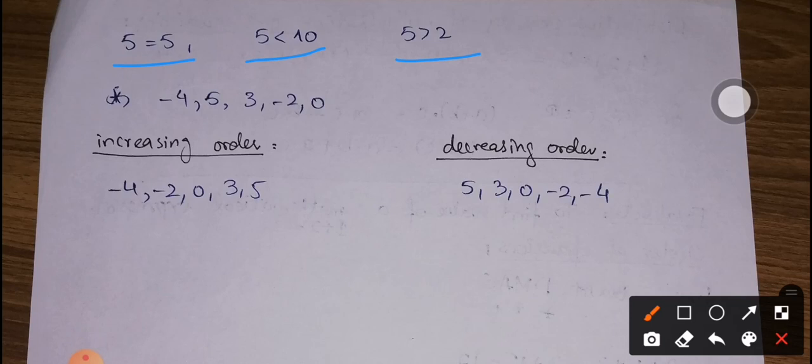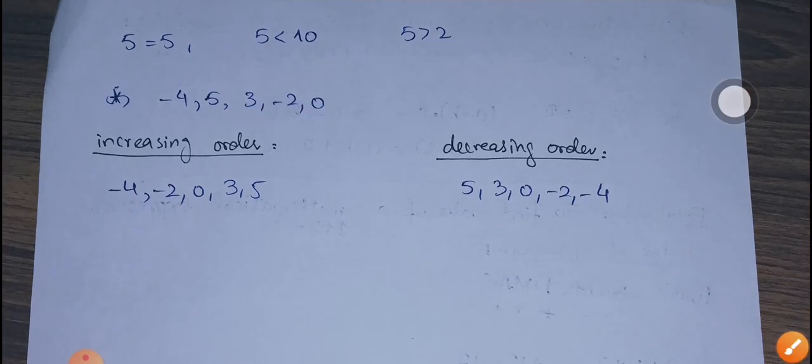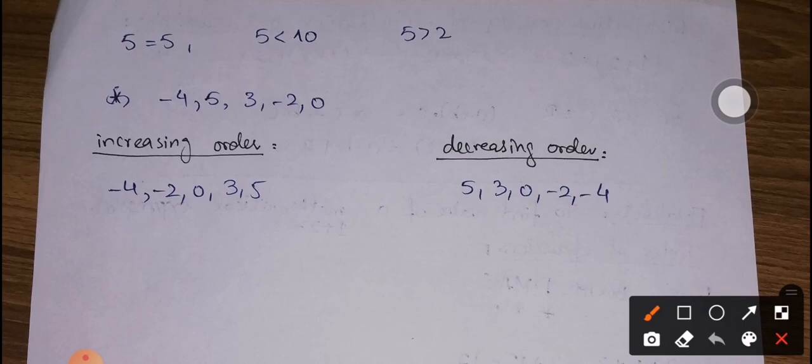So if we have the numbers minus 4, 5, 3, minus 2 and 0, we can arrange the numbers in increasing order as well as in decreasing order. Increasing order means the numbers are increasing. So obviously we are going to start with the minimum number, the smallest number, and then we are going to increase the numbers one by one. The smallest number in this data is minus 4. So we will write minus 4 first, then we have minus 2, then 0, then 3 and then 5. So this is how we can arrange the numbers in increasing order.